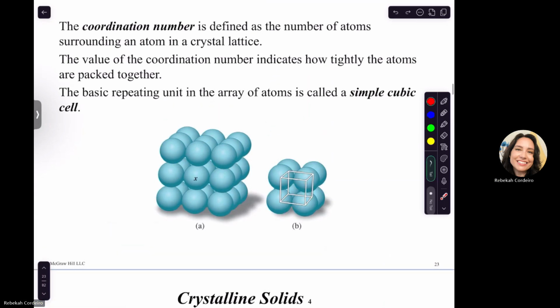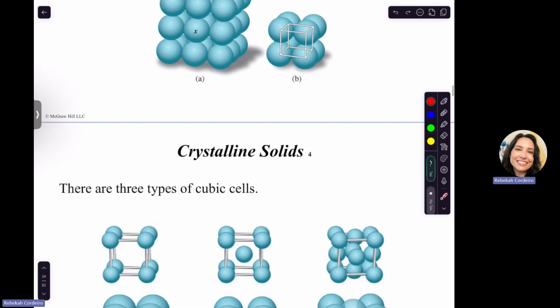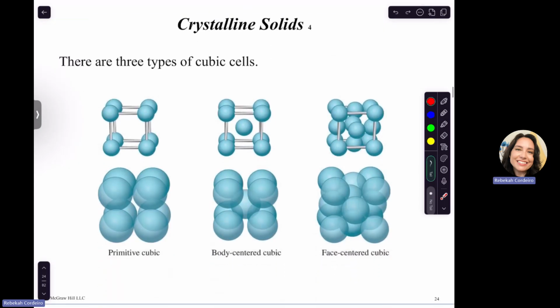I'll give you information about neighboring cells or coordination numbers depending on the type of unit cell we're going to be using. An array, I guess, is multiple unit cells together. And again, a simple cubic cell is what we're going to be talking about in this section. There are 3 types of these simple cubic cells. You have primitive, which is just the most basic, body-centered, which has an atom in the middle of the box, and then face-centered, which has an atom that cuts the plane of each of the faces of the cell.